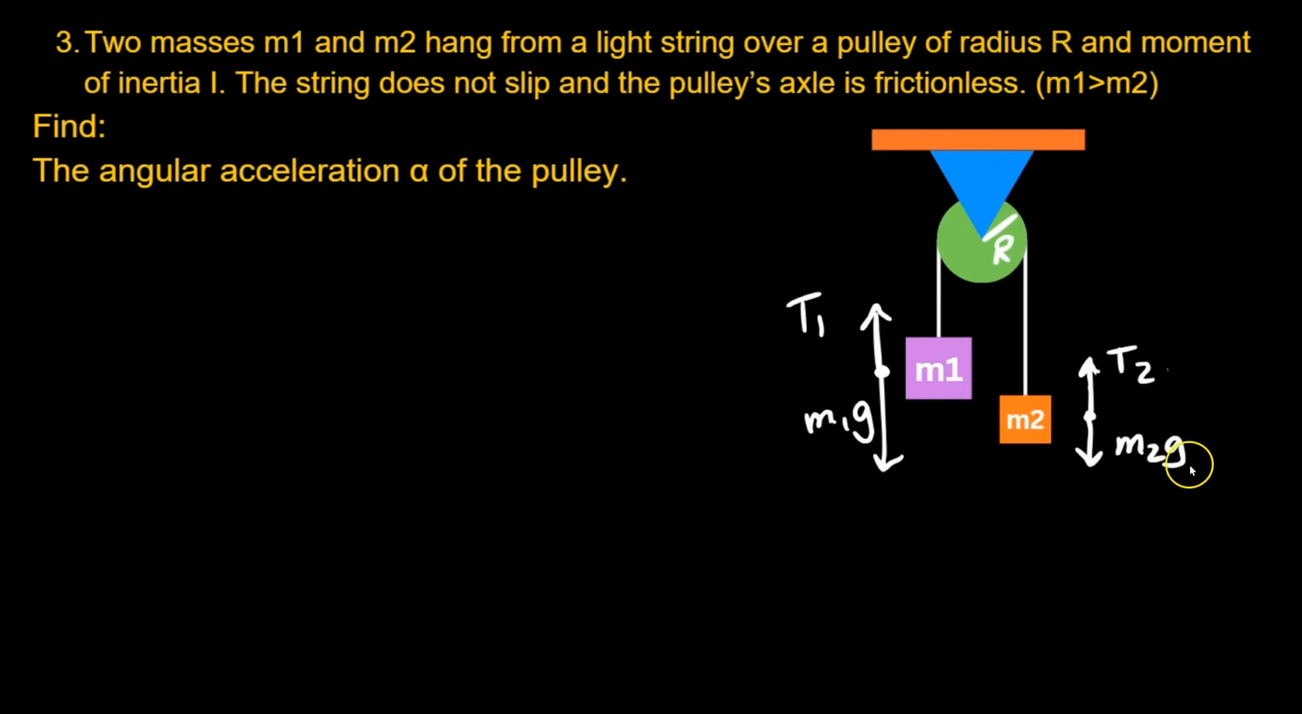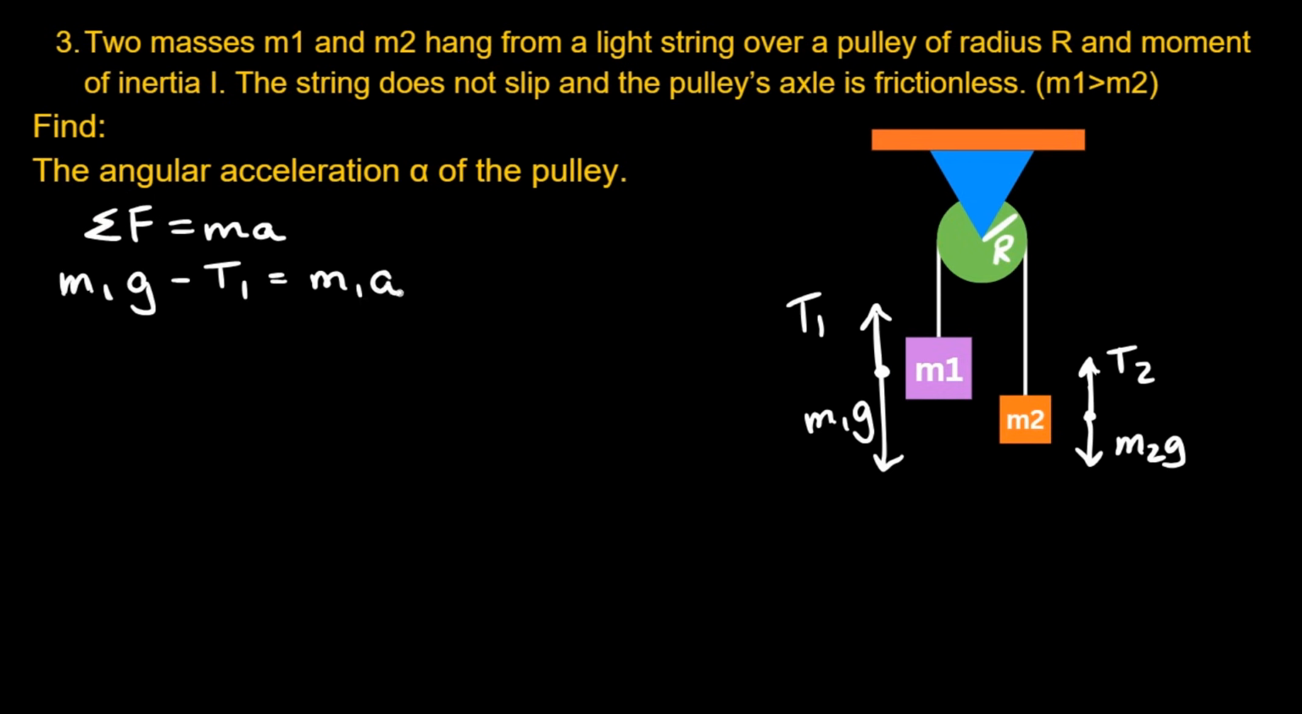We'll label that m2g, and a tension force pulling it up. We'll label that T2. We will define counterclockwise as positive, and you'll see that T1 is exerting a torque on the pulley in the positive direction, and T2 is exerting a torque on the pulley in the clockwise or negative direction. We're going to first analyze the forces in the vertical direction, and then we'll look at the forces in the rotational direction.